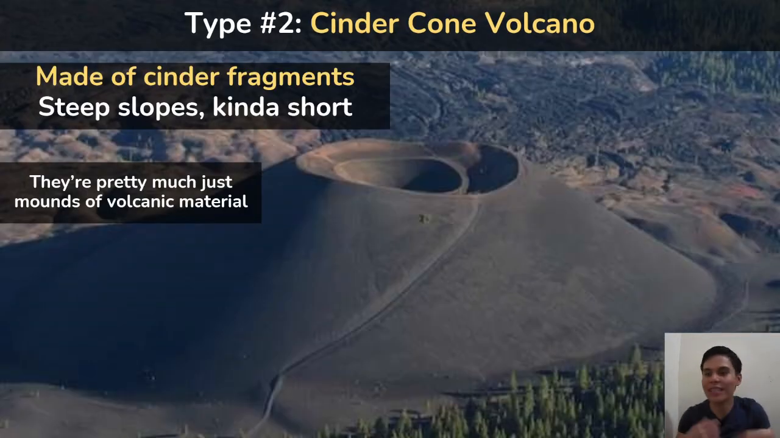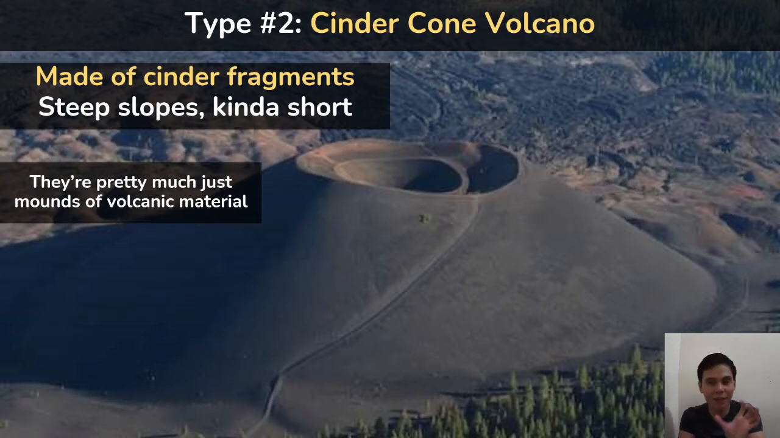Type number 2 is a cinder cone volcano. Now, remember Tephra, the solid fragments that are ejected from a volcano. One of the types is the cinder. So lapilli or cinder are what make up a cinder cone volcano. So they're made of cinder fragments, very tiny pebble-like fragments, as well as solidified lava.